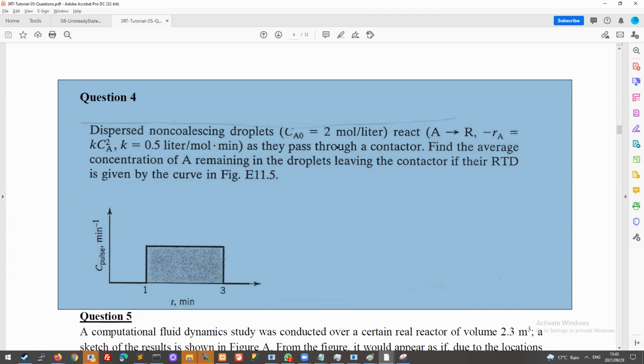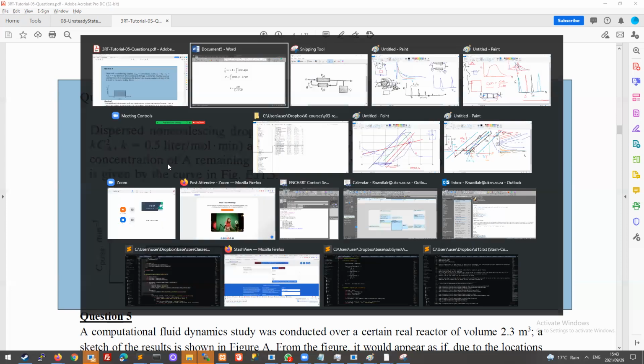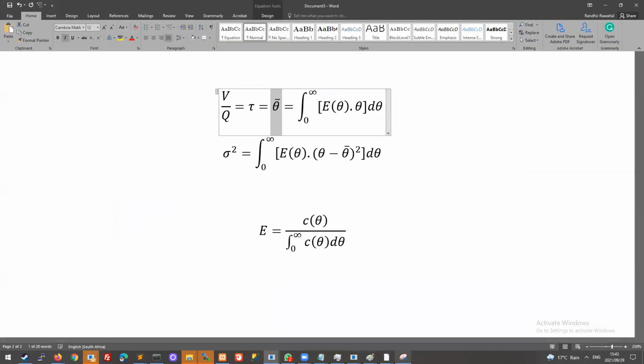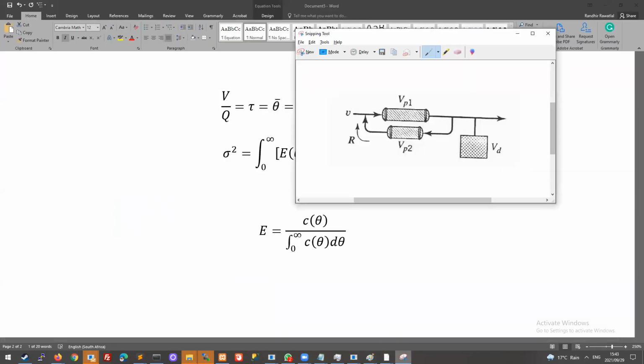Each droplet starts out with 2 moles per liter of component A, and each droplet has this reaction going on inside. A is becoming R, right? The reaction rate is given. Minus r_A is k C_A squared, and the kinetic rate constant is given also. We want to know what the average concentration of A remains in the droplets as it leaves the contactor. Right, so let's just make our own sketch for this.